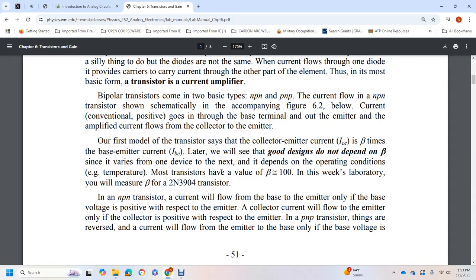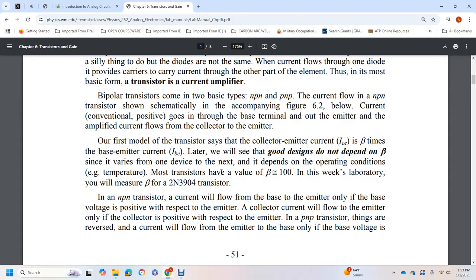We'll see that good design does not depend on beta, since it varies from one device to the next. It depends on operating conditions such as temperature. For most transistors the value of beta is approximately 100. In the weekly laboratory, we'll measure the beta of the 2N3904 transistor.